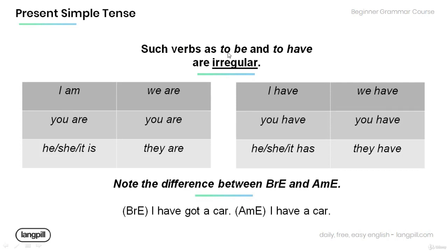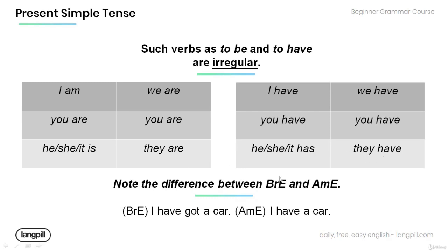Remember that such verbs as to be and to have are irregular. Have a look at the table below. I am, we are, you are, you are, he, she, it is, they are. I have, we have, you have, you have. He, she, it has, they have.